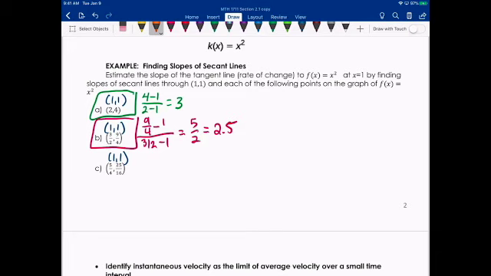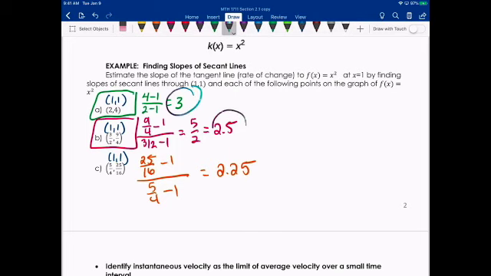So to find the slope of the orange line, which is the closest line so far that we've got, we're going to take 25/16 minus 1 over 5/4 minus 1, and we're going to get 2.25. Now notice that I started at 3 and I went down to 2.5, 2.25.